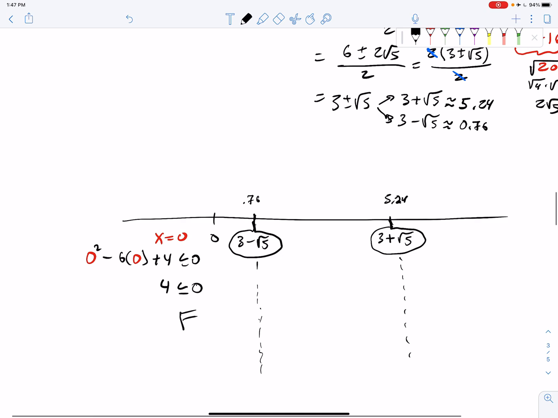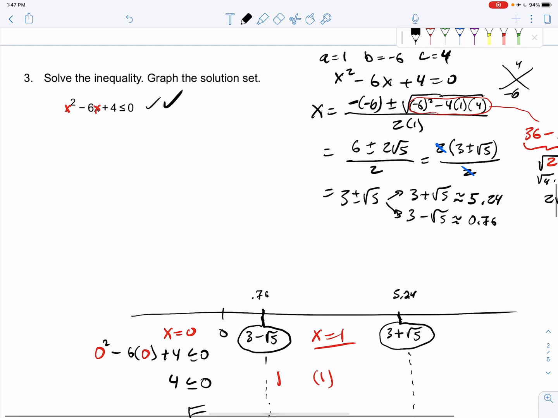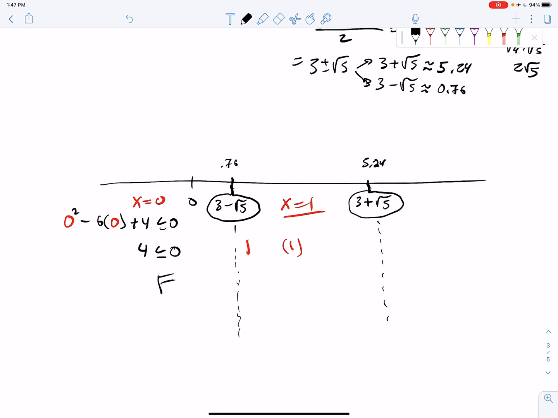So then we move on. If this is 0.76, well then x equals 1 would be an easy value to use in this region. So we do the same thing. We plug in 1 into this formula, the original. I'm talking about this original right here. This gives us 1 squared minus 6 times 1 plus 4 is less than or equal to 0. 1 squared is 1. Negative 6 times 1 is minus 6 plus 4 is less than or equal to 0. Well, this gives us a negative 1 is less than or equal to 0. That's true. So we are going to shade this region.